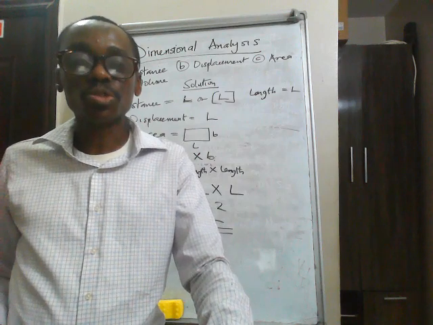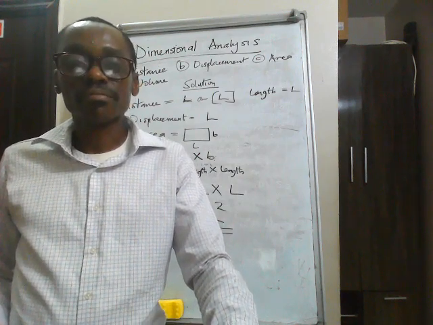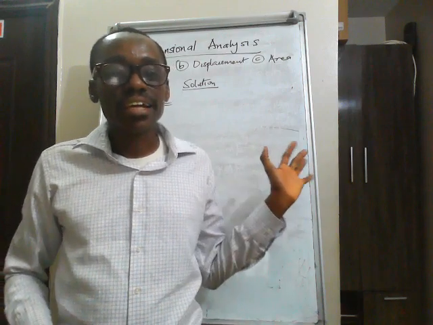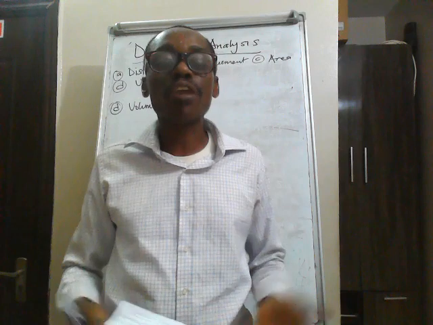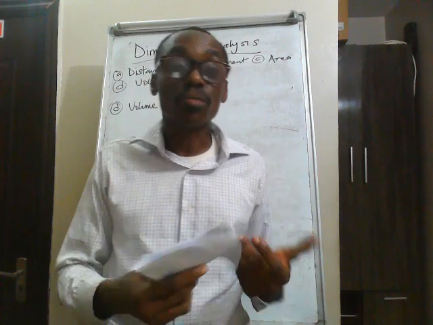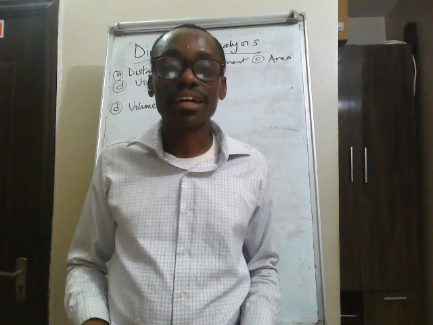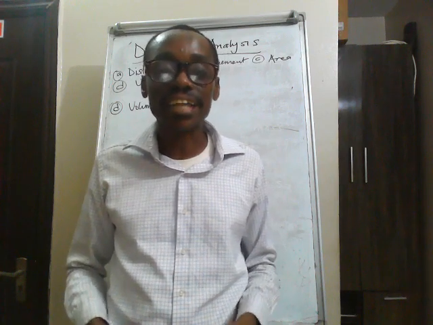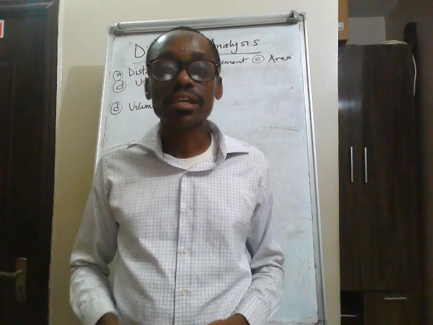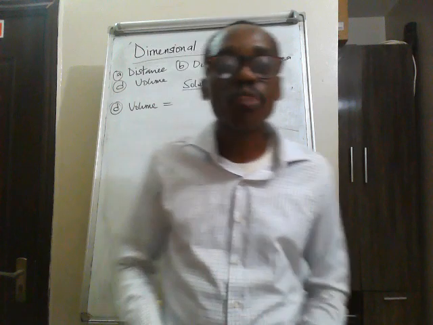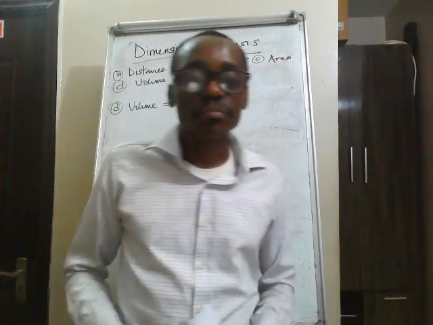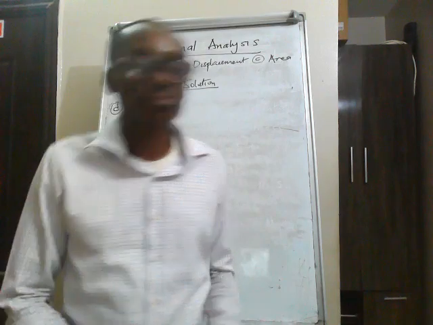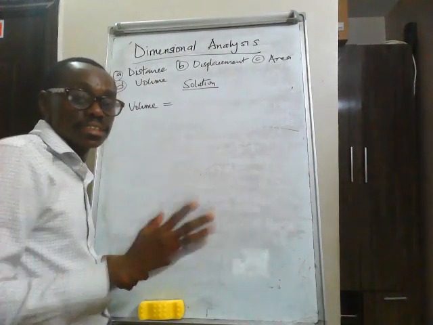So we're going to move on to the dimension of volume next. But before we go, we did the area using a rectangle. How about if we use a circle, the area of a circle? We will still arrive at the same answer. You can try that as an exercise: find the dimension for the area of a circle. Now for the dimension of volume, we'll take one shape. Let's take a cuboid. The volume of a cuboid is length times breadth times height.